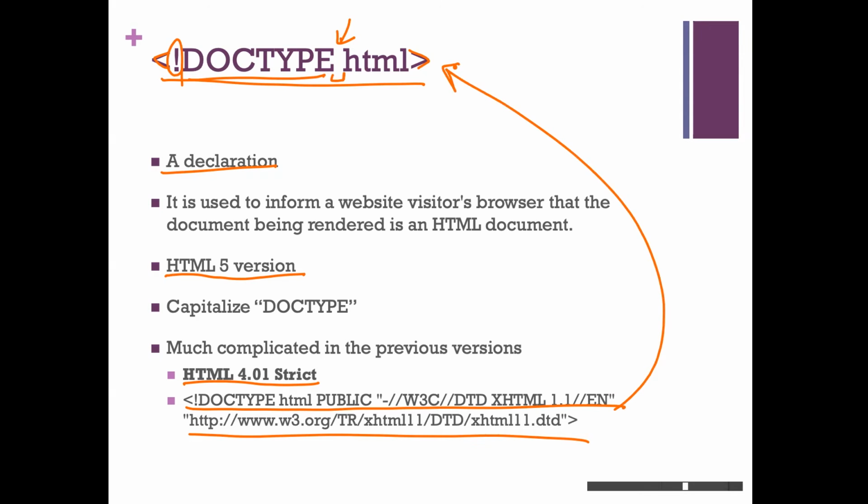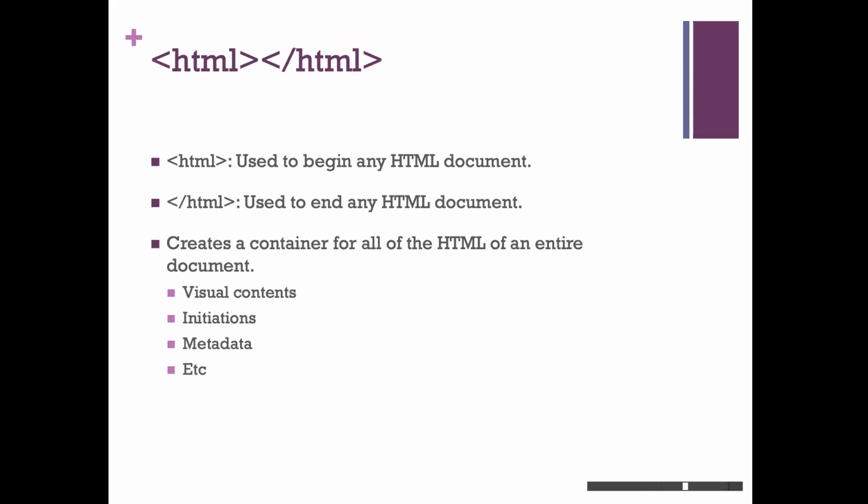I want you to recognize this. This is a declaration and we have to have it. Now, the second line is HTML and closing HTML. So we call it anything with a bracket, and any code should exist as a pair. This is the opening tag, and this is a closing tag.